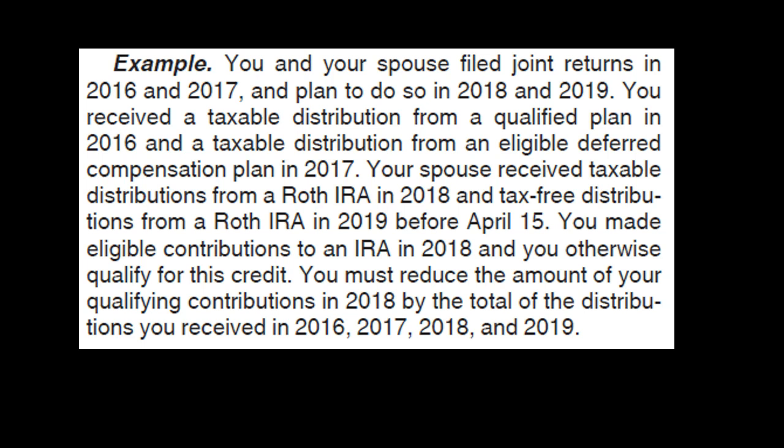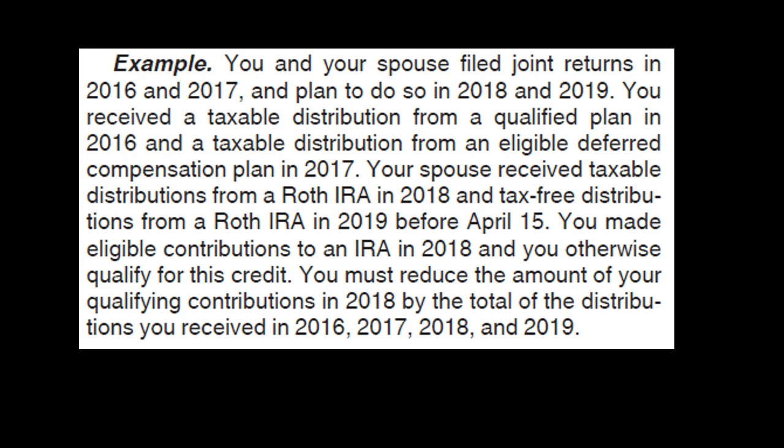Here's an example. You and your spouse filed joint returns in 2016 and 2017 and plan to do so in 2018 and 2019. You received a taxable distribution from a qualified plan in 2016 and a taxable distribution from an eligible deferred compensation plan in 2017. Your spouse receives taxable distributions from a Roth IRA in 2018 and tax-free distributions from a Roth IRA in 2019 before April 15th. You made eligible contributions to an IRA in 2018 and otherwise qualify for this credit.